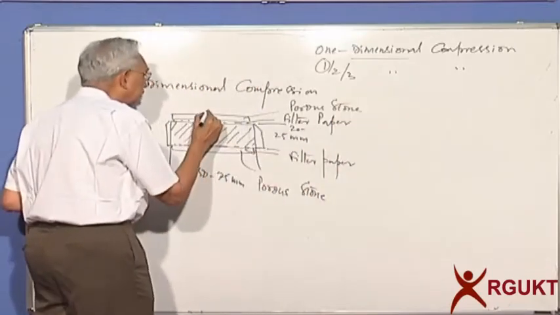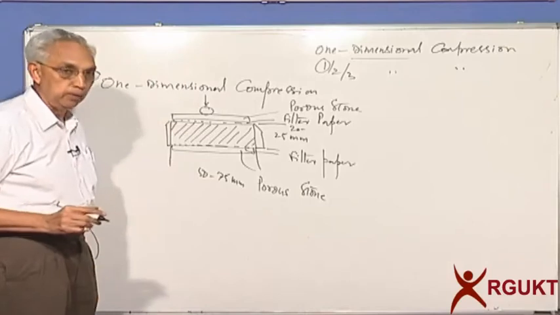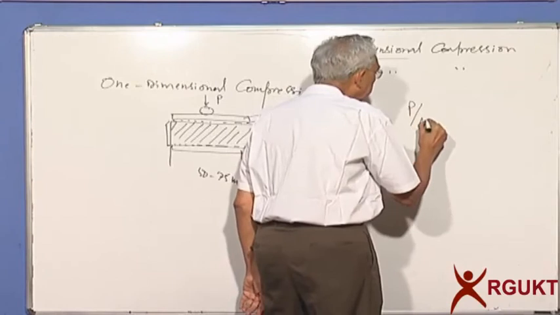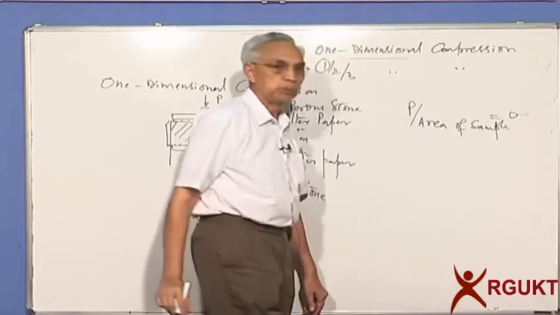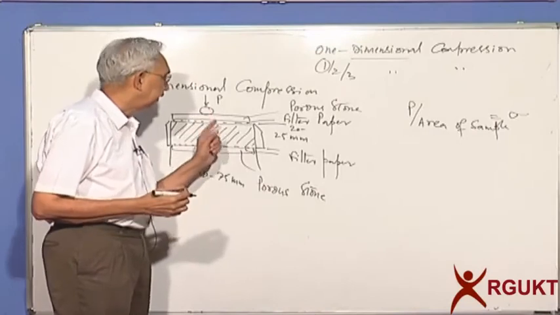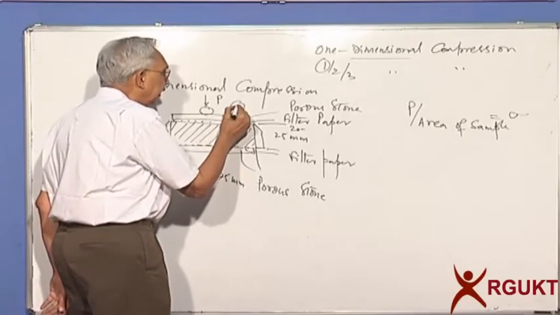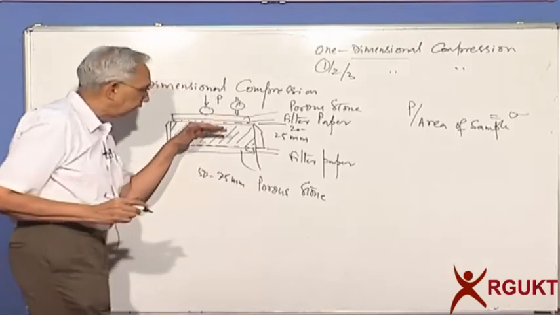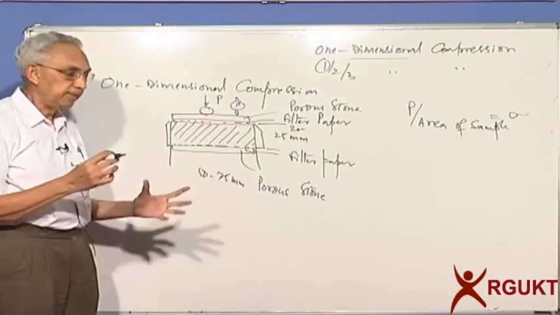And at the top we put in a small ball so that there is no friction, and we apply a load P. So if I divide P by area of the sample, I get the stress. And when you apply the stress, naturally there will be compression. So by applying the load, I am deforming the soil and try to measure it. How do we measure it? I put a dial gauge here, which rests on the top platen. So when the soil gets compressed, the dial gauge gives me the deformation. It's a very simple test.